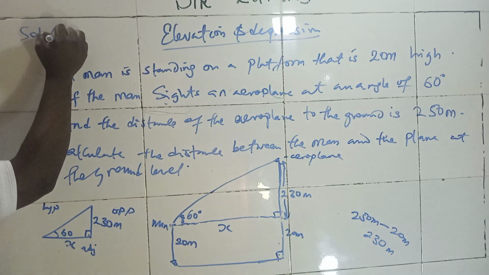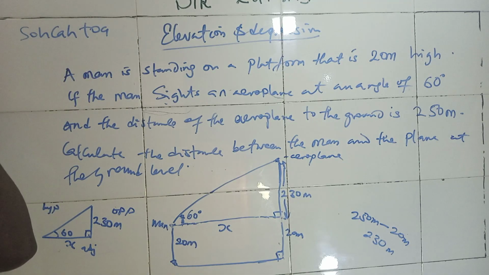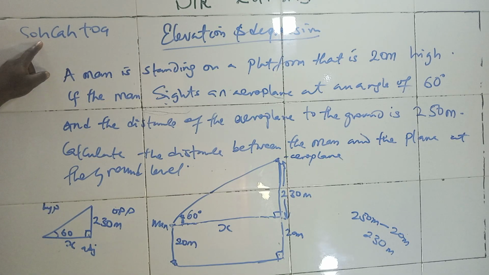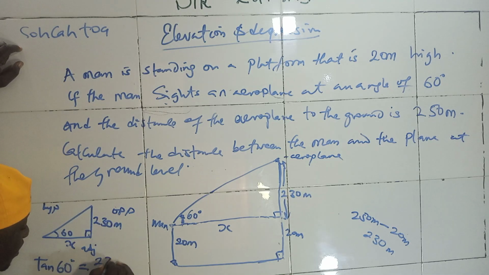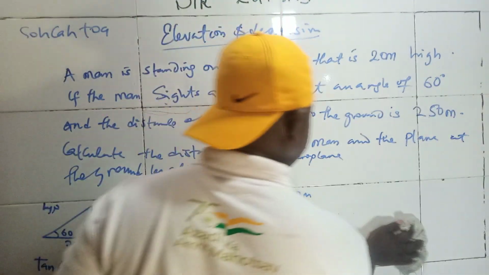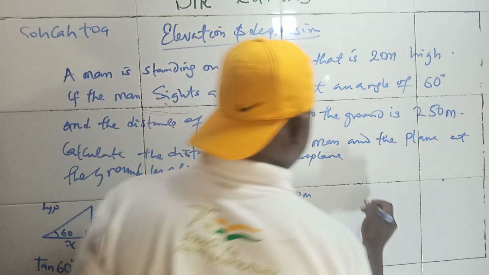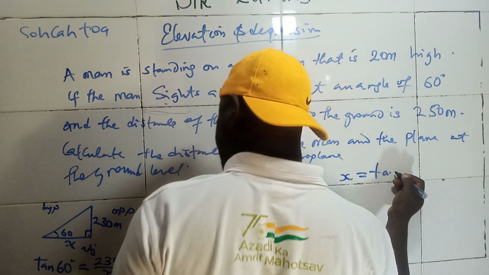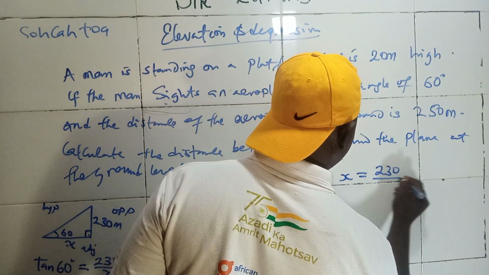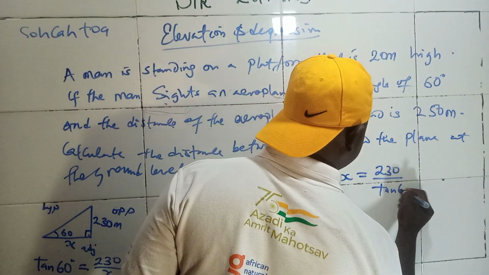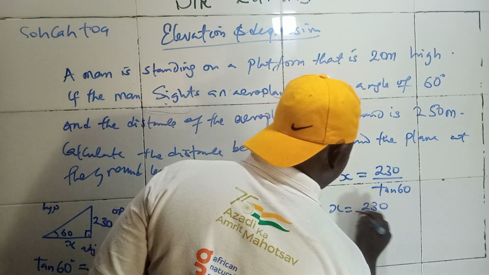Don't forget. So in all this, when you find opposite and adjacent together, definitely it is not sine. Definitely it's not cos. So it's tan. So it's now going to be tan 60 degrees is equal to opposite, which is 230 meters, all over adjacent. So we now have this. Let me just rub off this side so that we can just manage it. So now from here, when you cross multiply, you have x tan 60 is equal to 230, so x is equal to 230 all over tan 60.